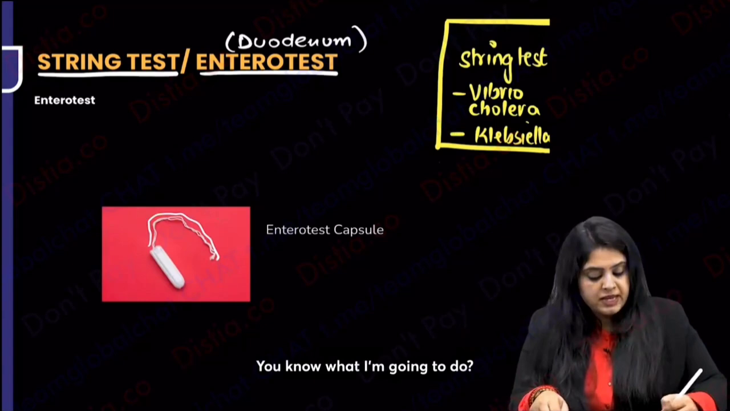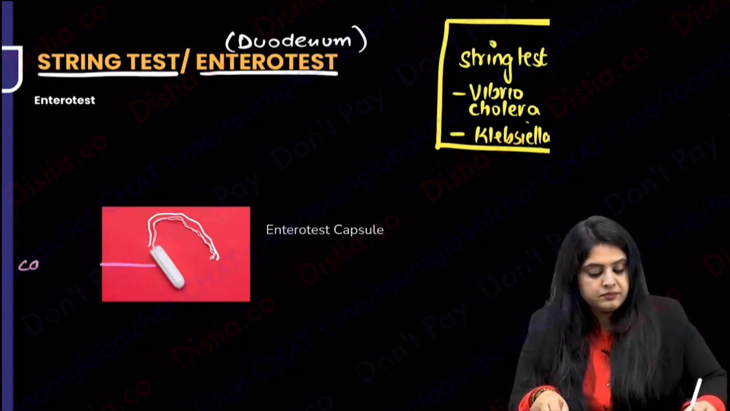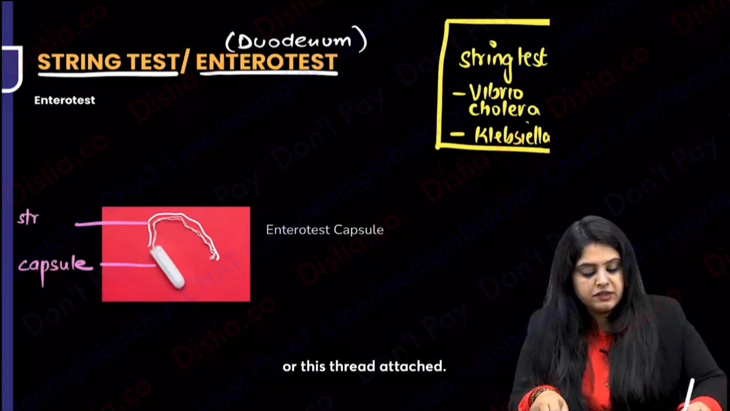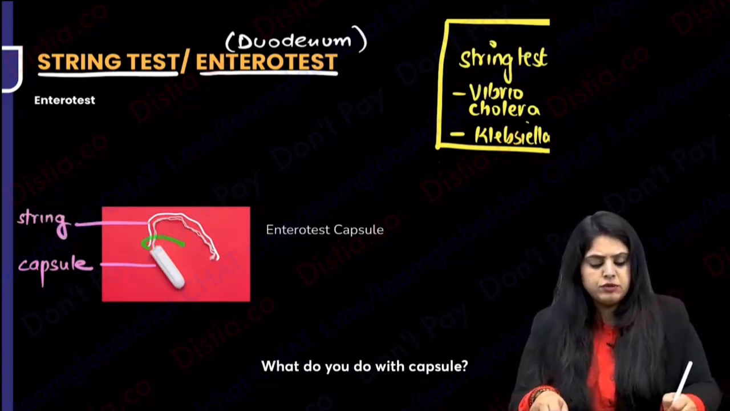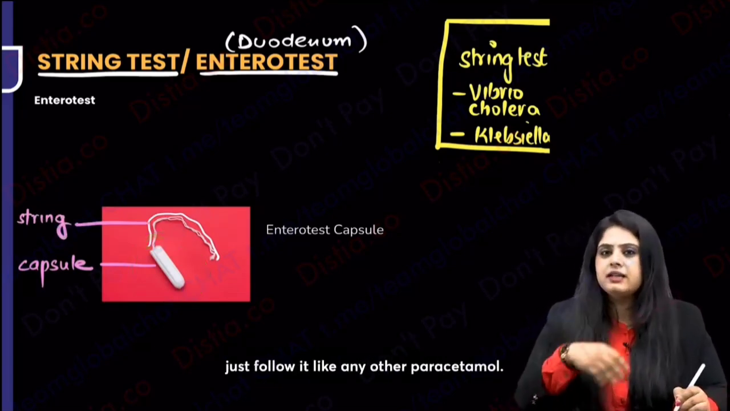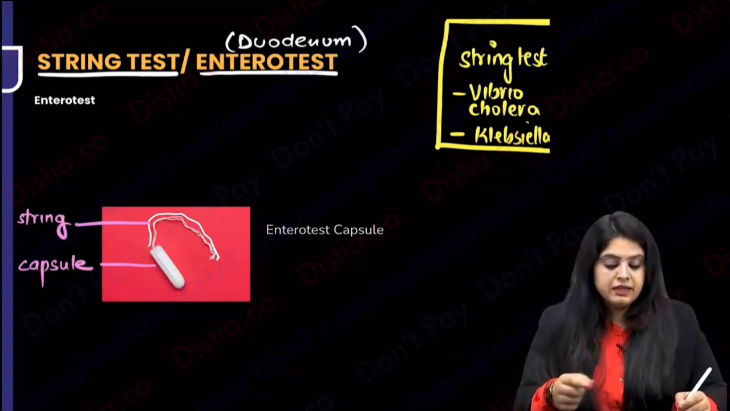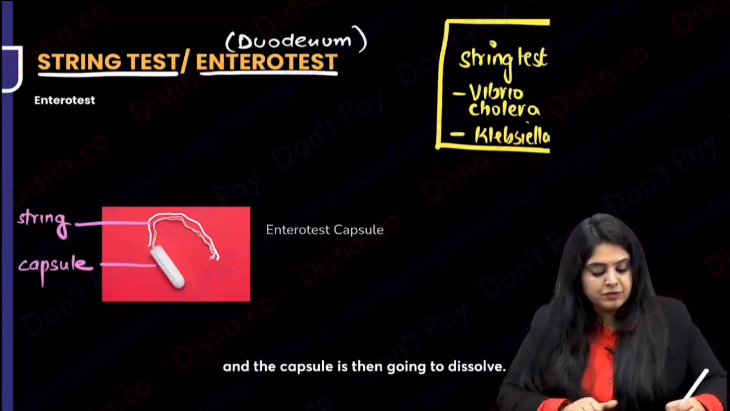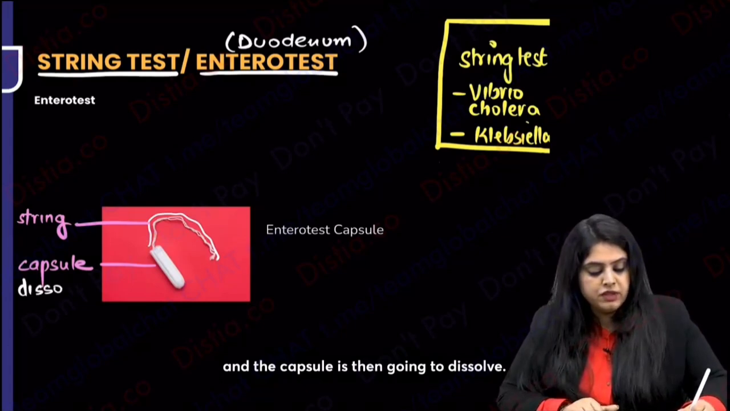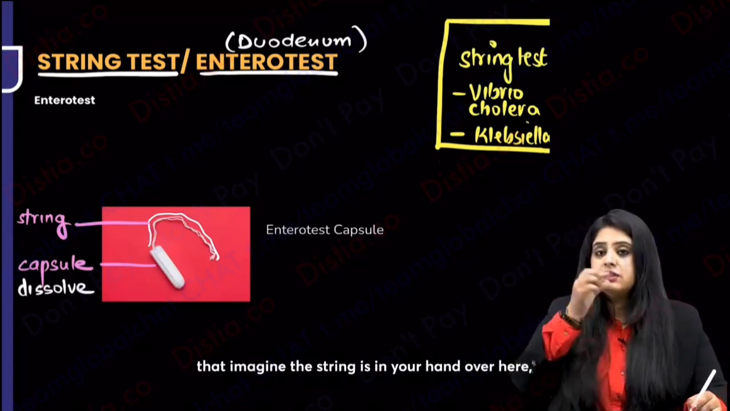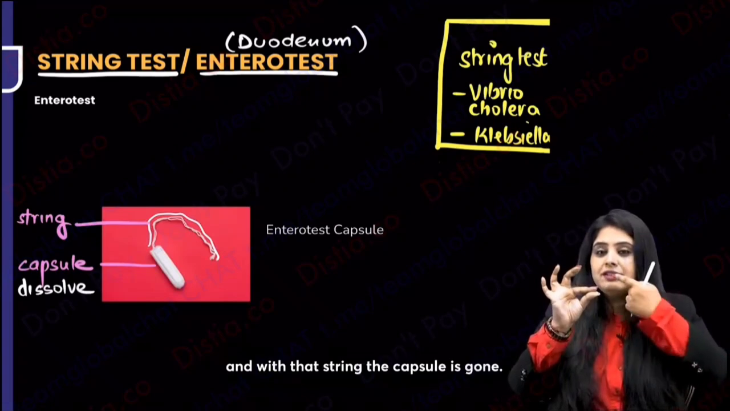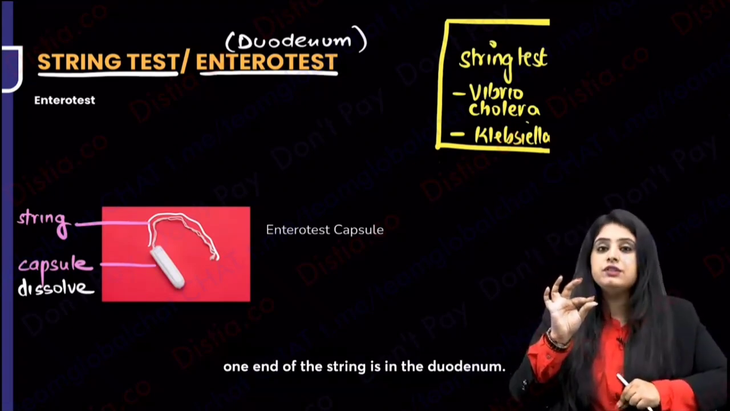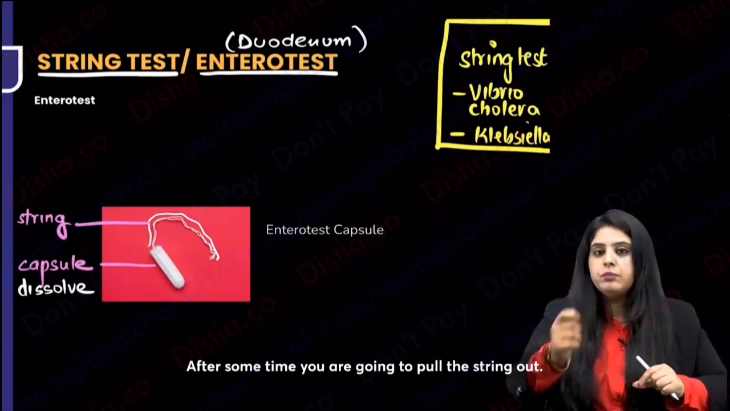You know what I'm going to do? I will have a capsule over here. And that capsule will have this string or this thread attached. What do you do with capsules? You will tell the patient, just swallow it like any other paracetamol, just swallow this capsule. Where will this capsule go? This capsule will go down into the duodenum, and the capsule is then going to dissolve. So now imagine the string is in your hand over here, and with that string, the capsule has gone. So one end of the string is in your hand, one end of the string is in the duodenum. After some time, you're going to pull the string out.